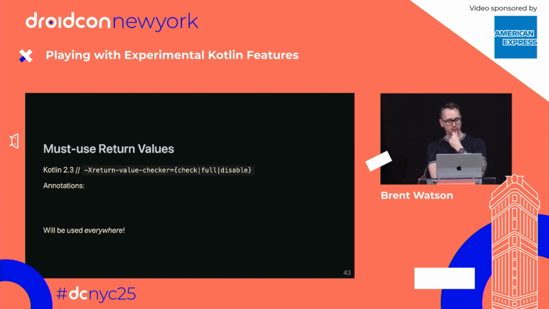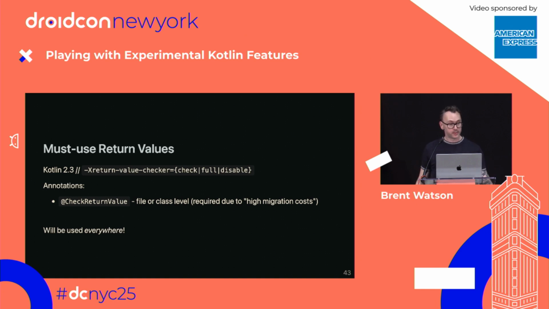Some things in 2.3. So, must-use return values. You can turn this on with this -Xreturn-value-checker flag. Check will make sure it's actually being done, full will add some annotations for you to your code, or you can disable it. And disable is the default right now, but as this is enabled in the future for different Kotlin language versions, if you wanted to turn it off, there's this kill switch. JetBrains and Kotlin are actually investing in this one quite a lot.